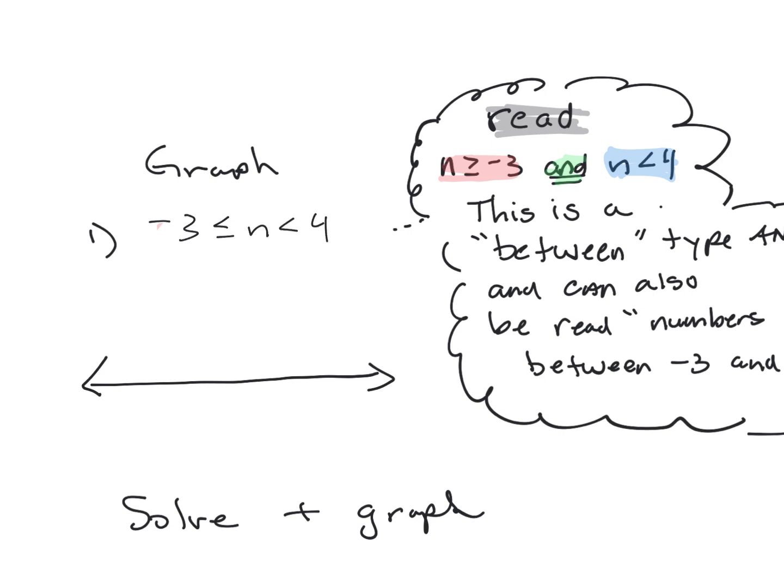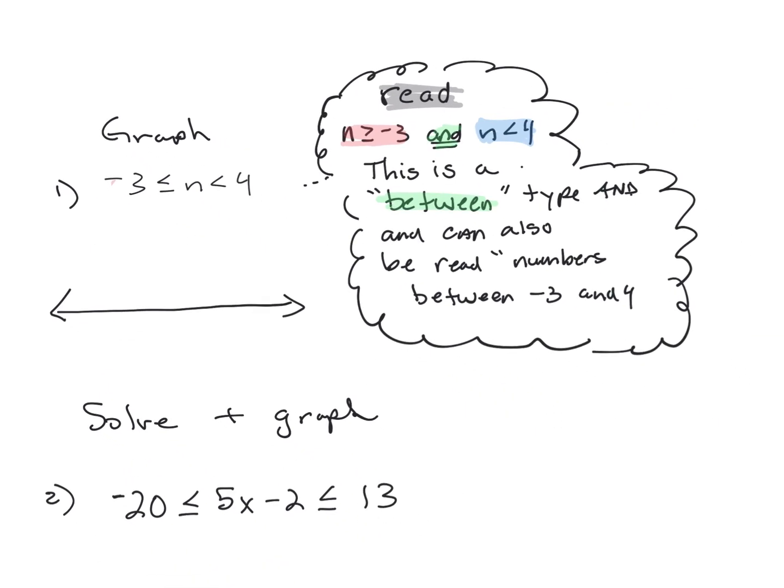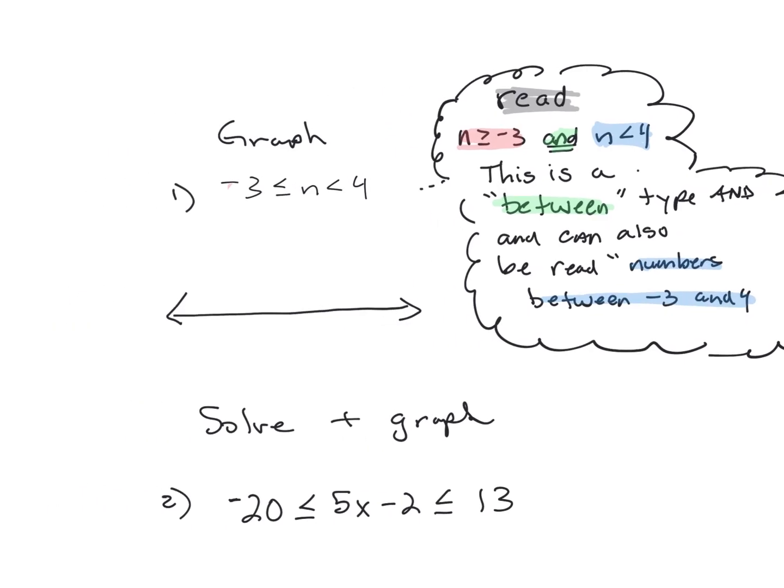So you can also read this. This is also known as a between statement because it basically just means numbers that are between. So numbers that are between -3 and 4. So it's just numbers that are between -3 and 4.